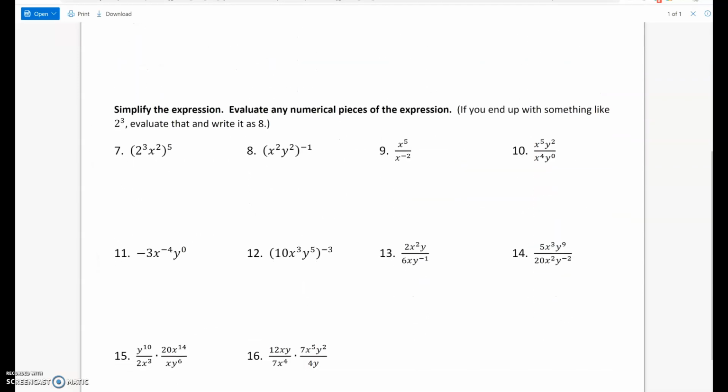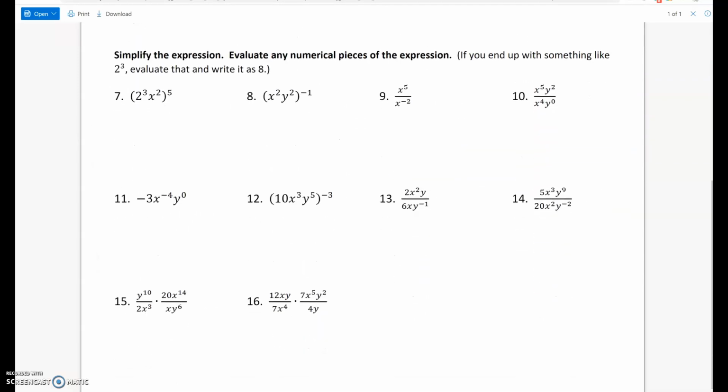On the bottom, these are more similar to the examples we did today. I want you to fully evaluate. So like number 7, you're going to end up with 2 to the 15th. That's going to be a big number, but do 2 raised to the 15th in your calculator and write that full number out as your answer.